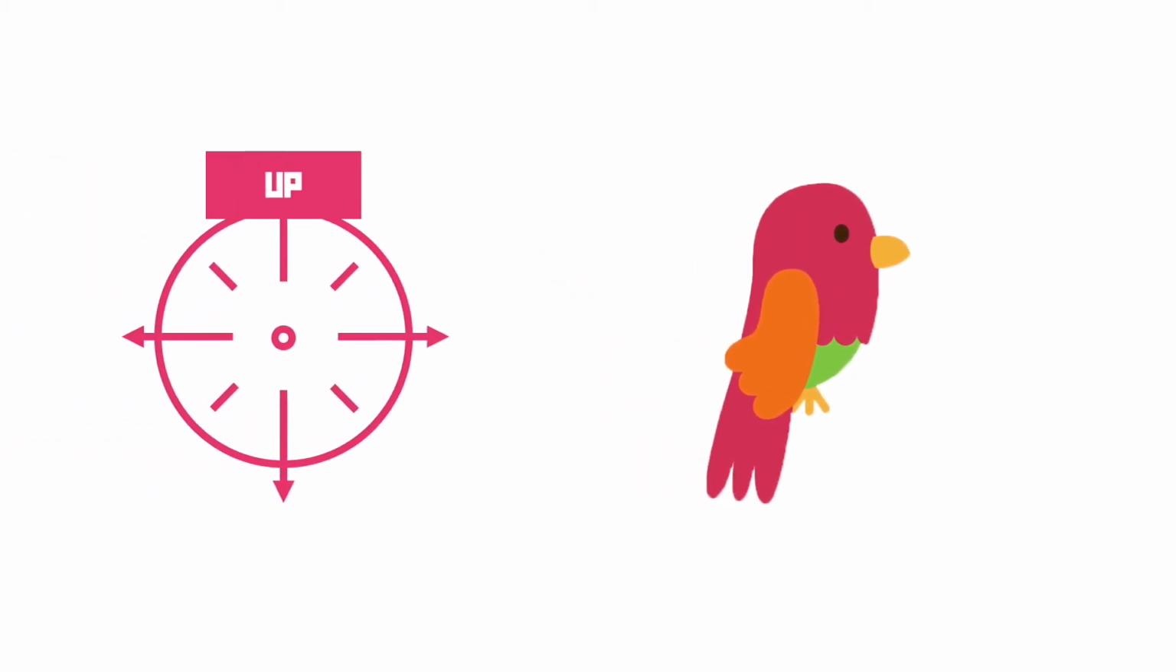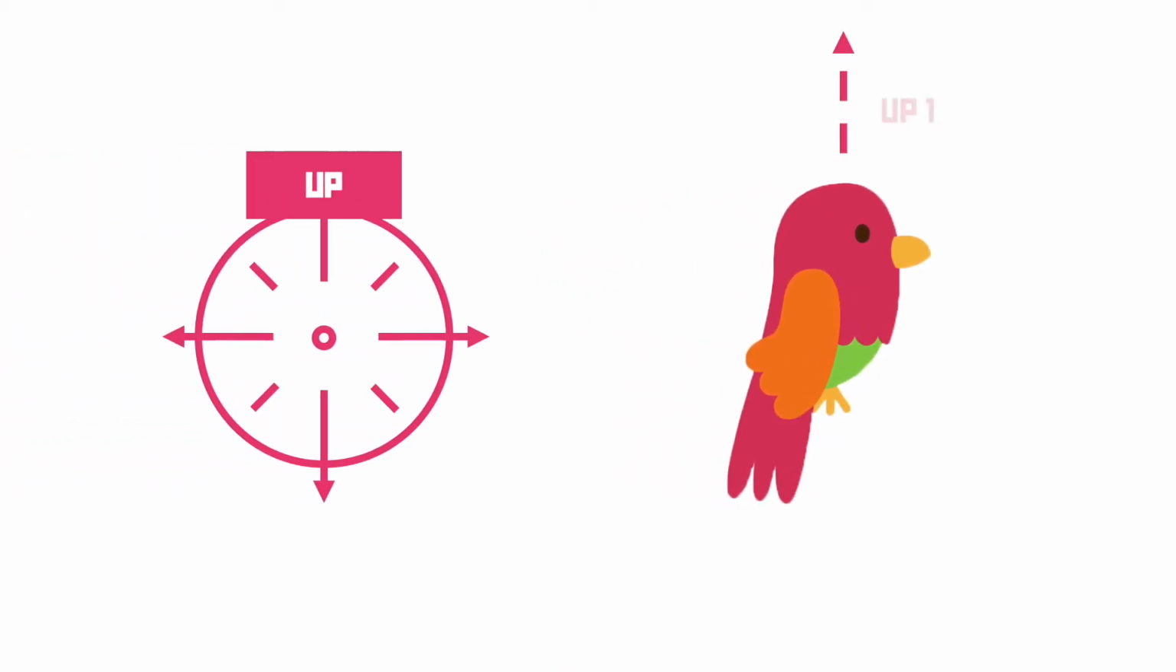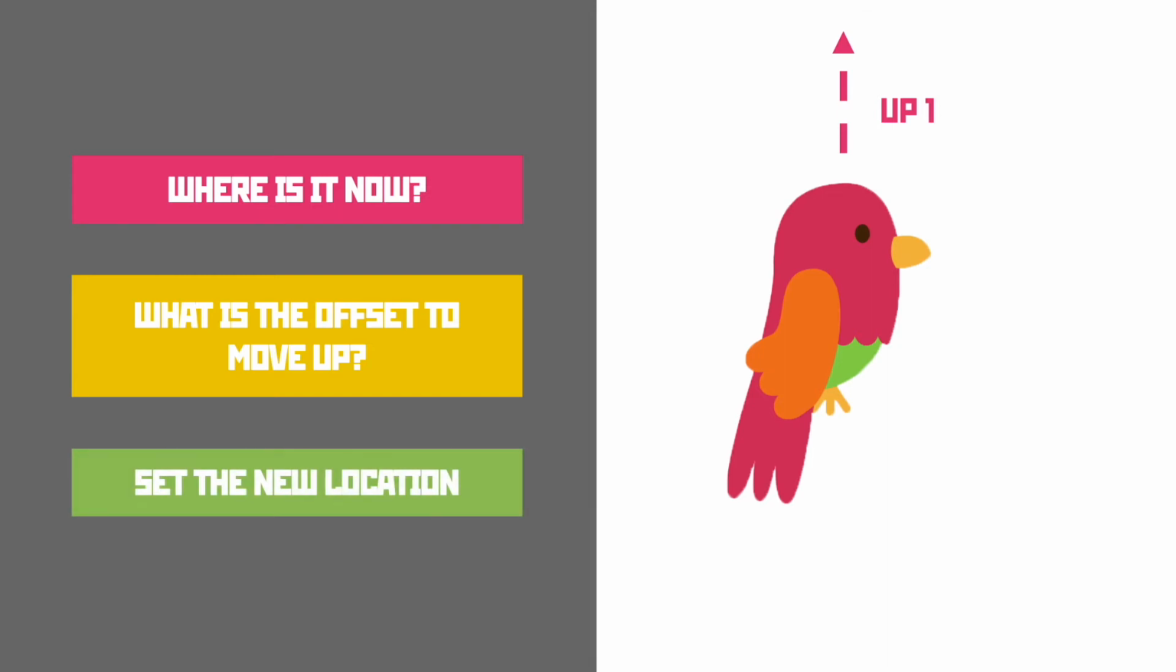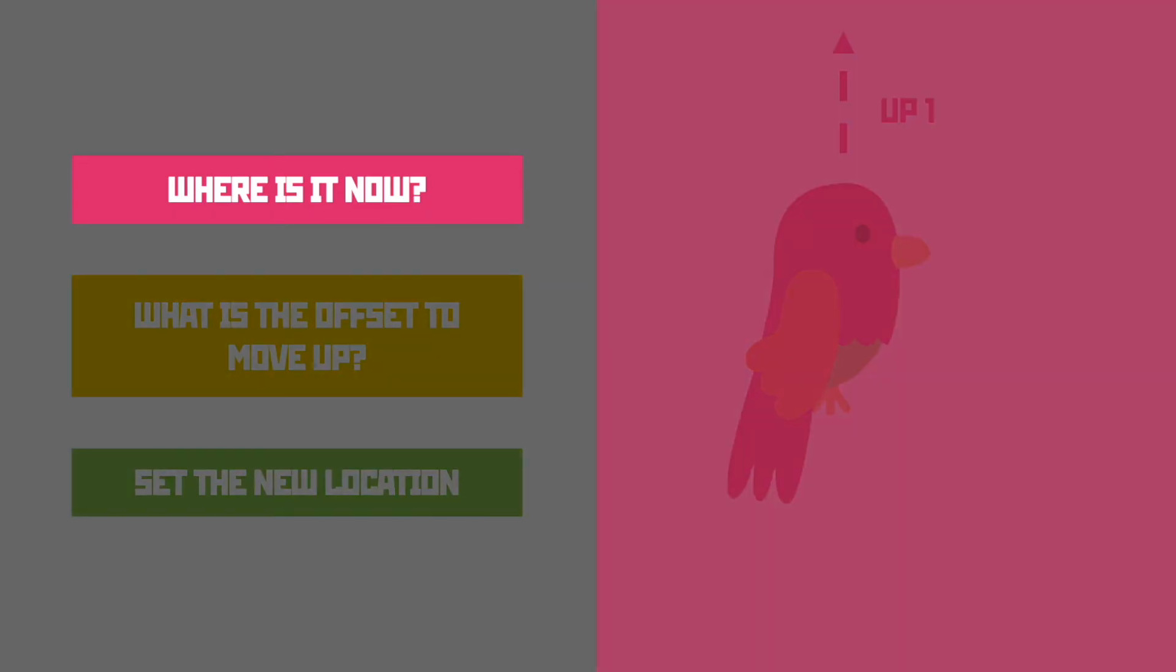What we need to do is move the sprite up by 1. In order to do this, we need to walk through a few steps. Firstly, we need to find out where the parrot is at the moment in the world. Then we need to work out what offset, what change we need to include to place it in the new location. Finally, we need to move the thing. Finding out where it is now is actually quite easy. The object exists in our grid, so we can simply ask it for its current position.